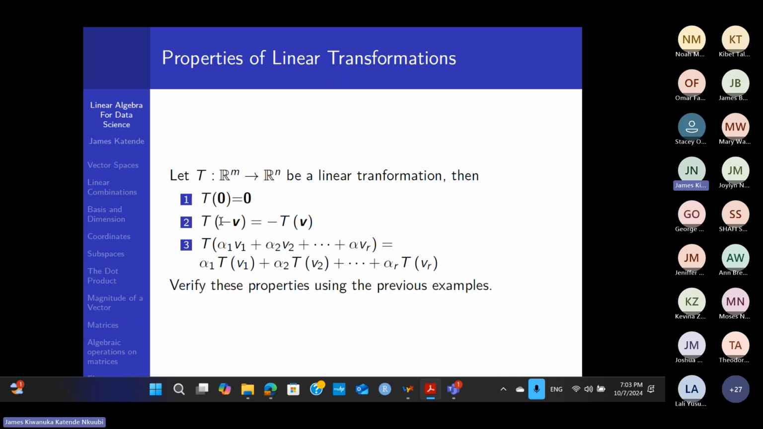So the second one simply means if you get the image of a negative of a vector, it's the same as the negative of the image of the vector. So this one simply extends the idea of scalar multiples. If you get the sum of scalar multiples, you can split it up like this for any finite number of vectors.